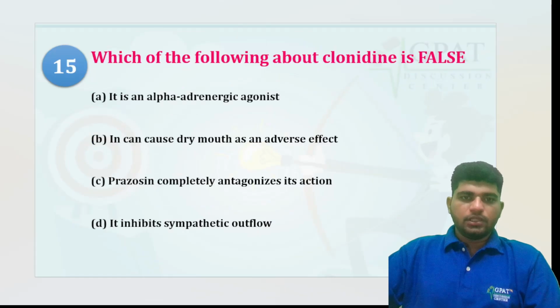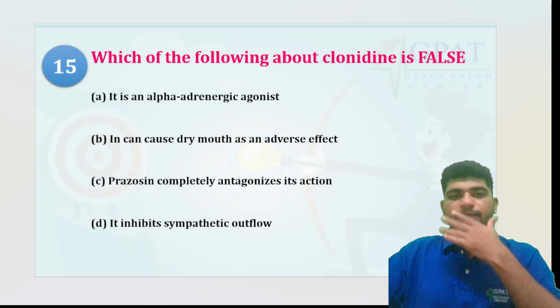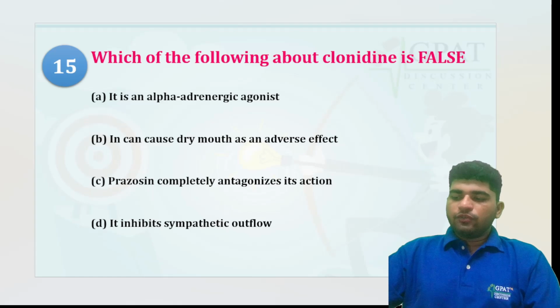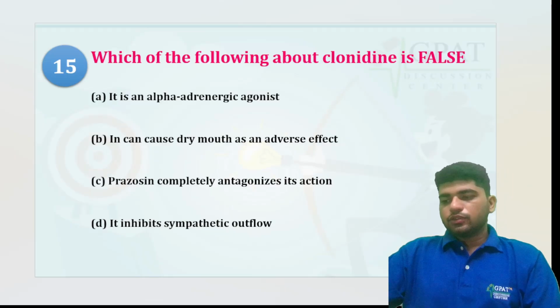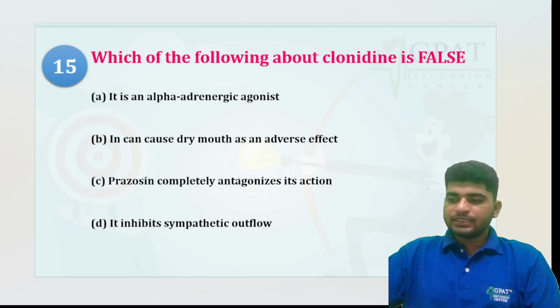Yes, black races. Which of the following about clonidine is false? It is an alpha adrenergic agonist. It can cause dry mouth as an adverse effect. Prazosin completely antagonizes its action. It inhibits sympathetic outflow. This is a very easy question for you guys, that out of four, there is one wrong answer, so you have to pick that. First option says it is an alpha adrenergic agonist. Yes, it is an alpha 2 agonist.